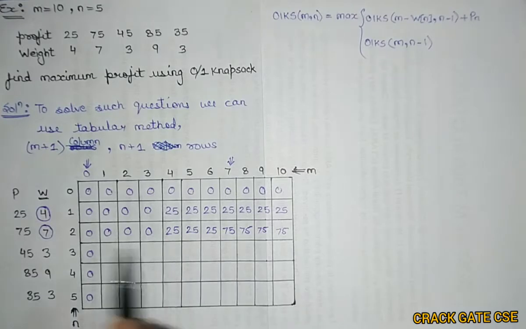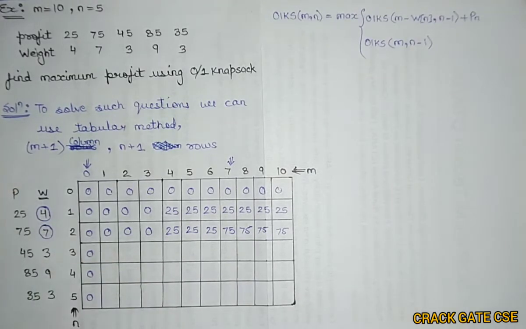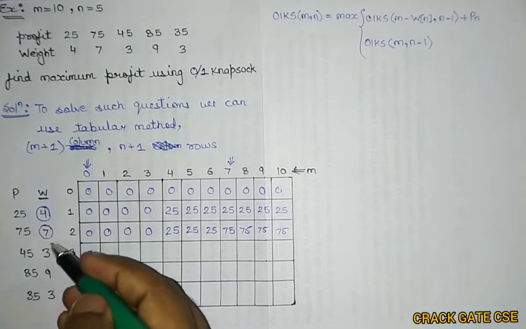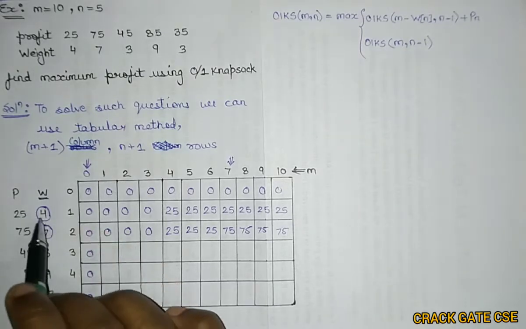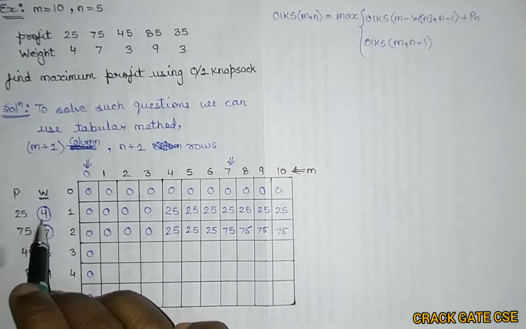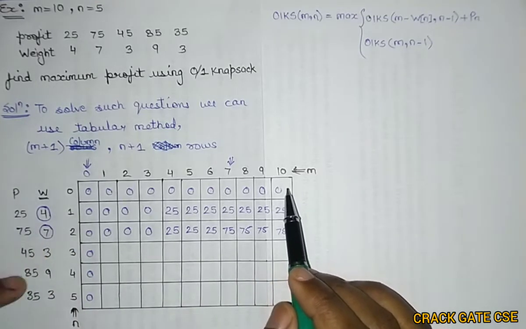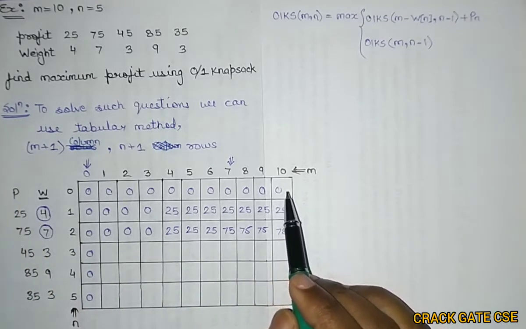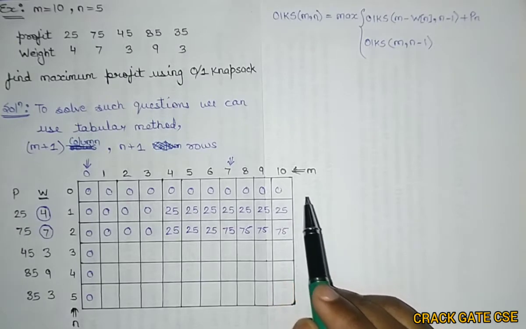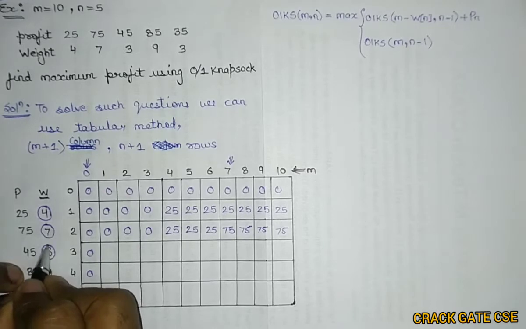Similarly, is there any possibility that you can take these two values all together? That means 7 and 4. You can see that the weight of these two objects is 7 plus 4, so 7 plus 4 is 11. But the bag capacity is only 10. That means you cannot take these two objects together. So it is infeasible.